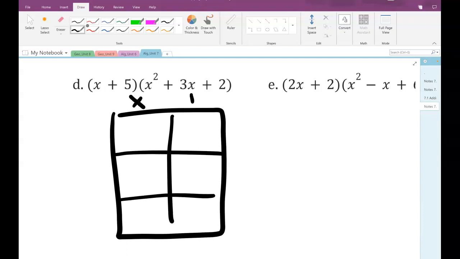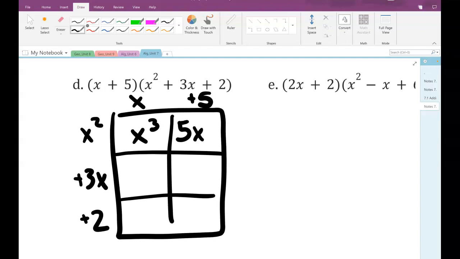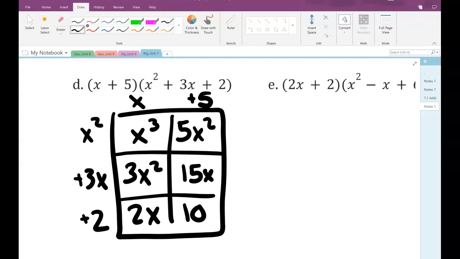This is x and plus 5. And then the sides of the box, we have x squared plus 3x plus 2. Like terms, this is an x to the third. This is 5 times x squared, that's 5x squared. X times 3x, 3x squared. 5 times 3x, that's 15x. This is 2x, and this is 10.